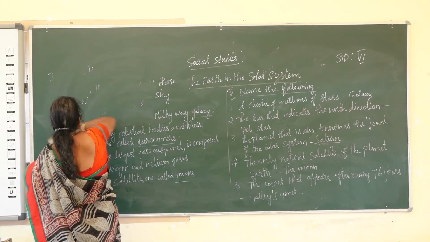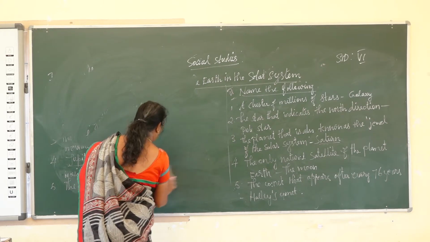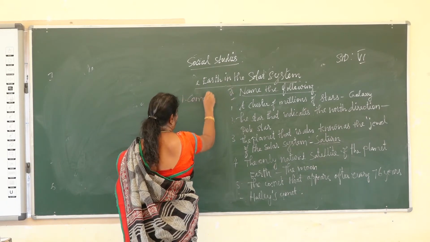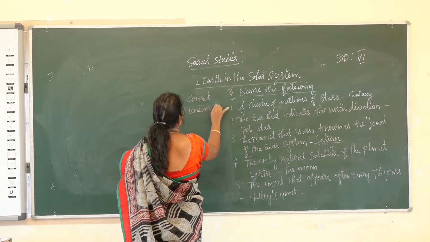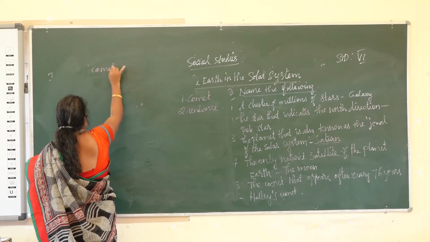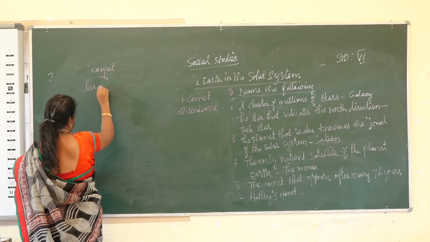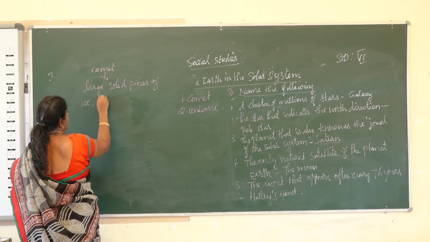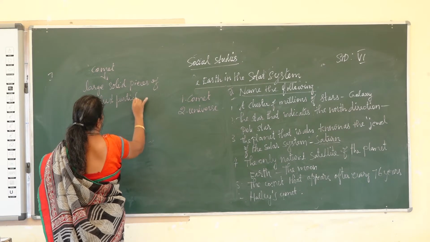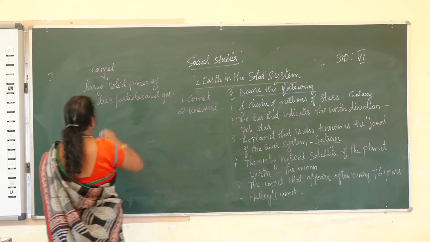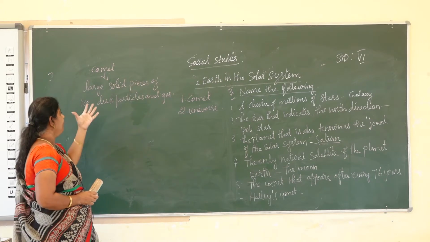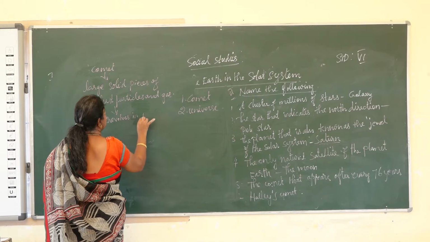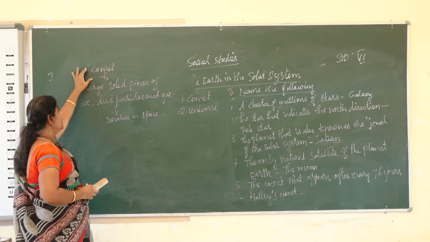Now we will see the remaining part of the lesson, universe and comet. One is comet and another one is universe. What is a comet, children? Comets are large solid pieces of ice, dust particles and gas that revolve in space.